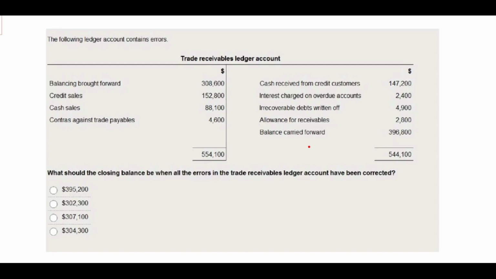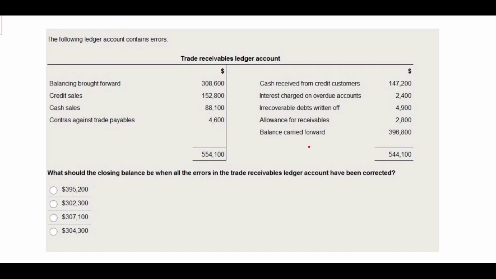Let's have a look at the following ledger account that contains the errors. Now we get to see for the trade receivables ledger account, on the debit side, the balance brought forward, we believe this is the opening balance, followed by the credit sales, cash sales, contra against the trade payables. Now, what about on the credit side?